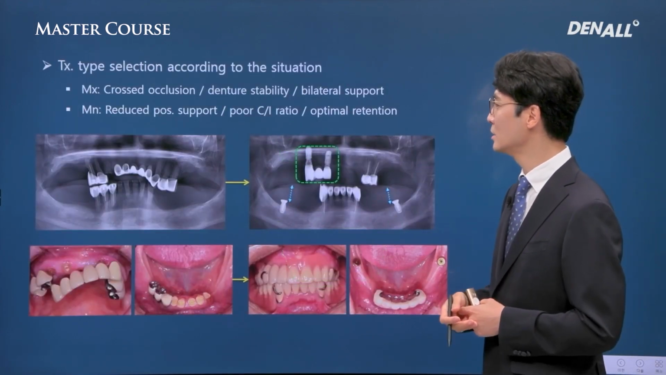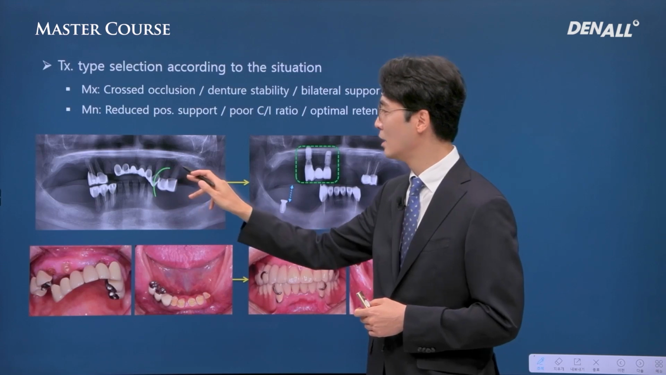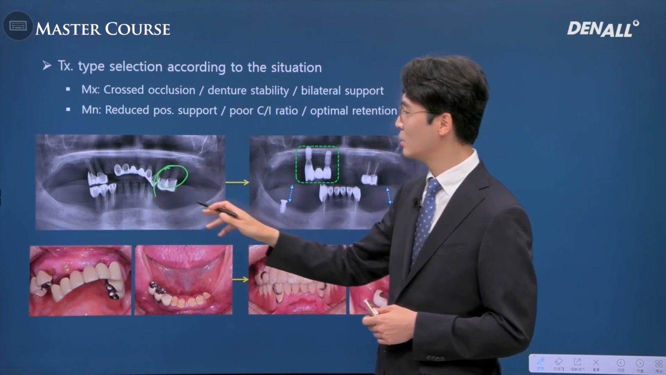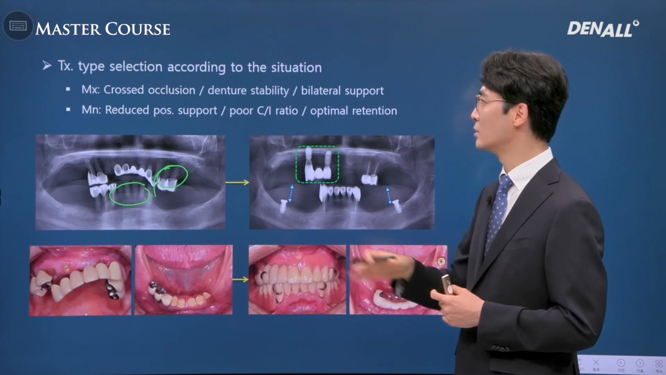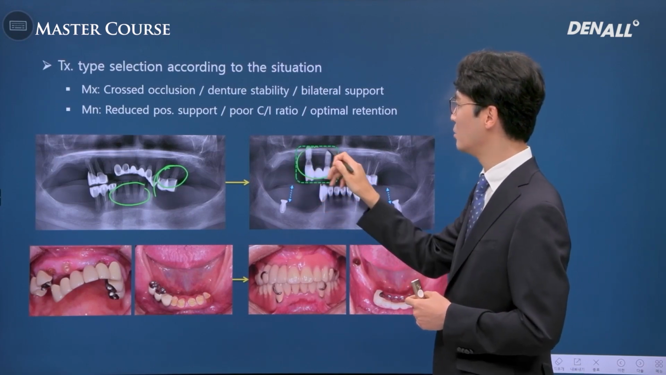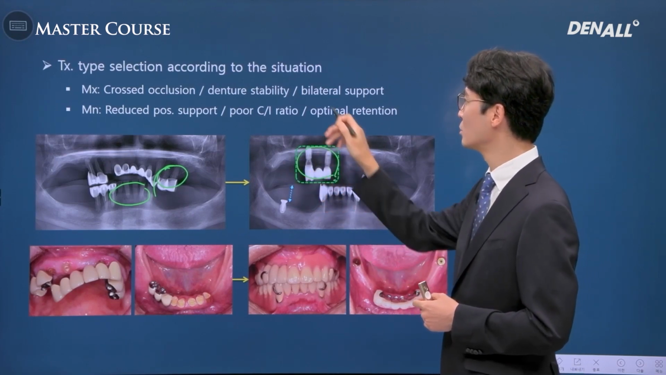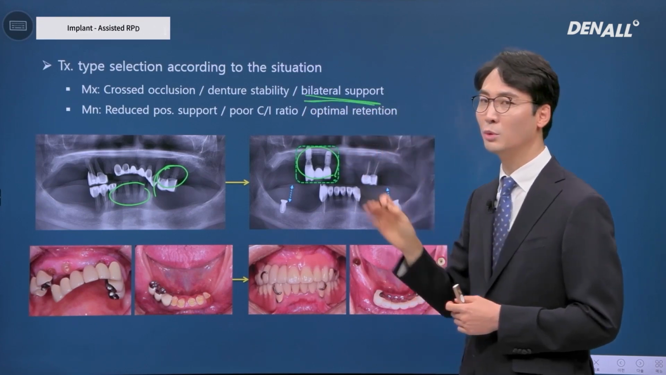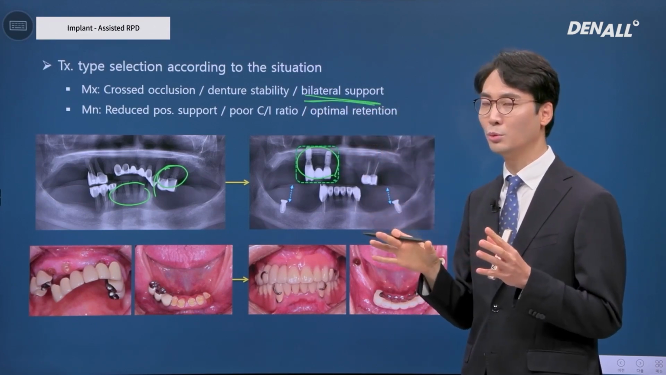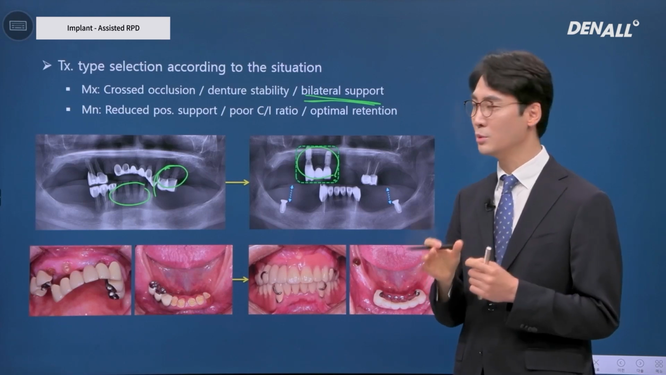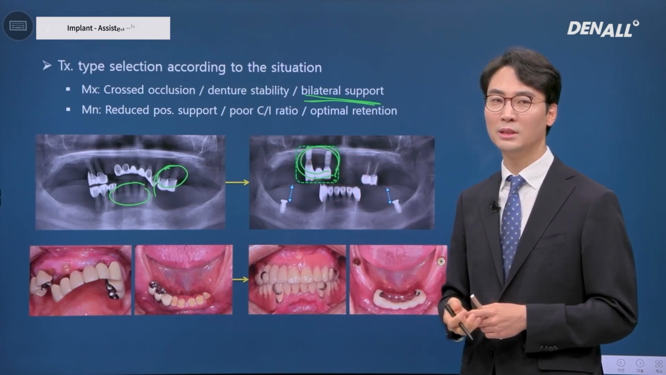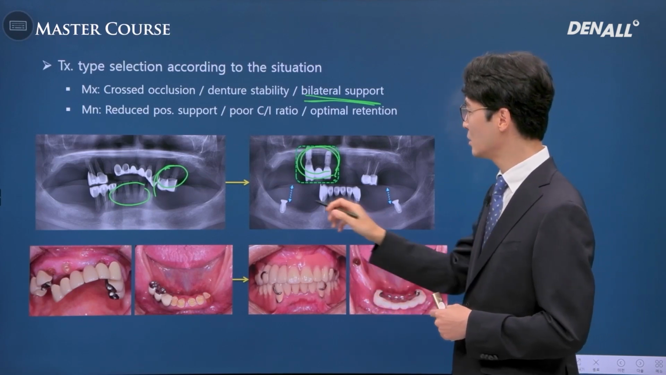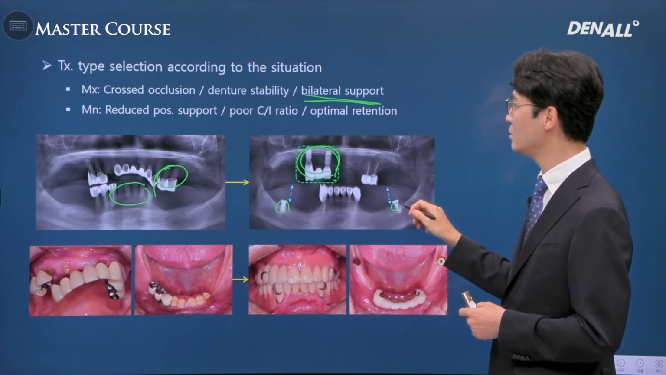In the case of the upper, if treatment proceeded as is in number 24 and 25, cross occlusion was bound to occur. In order to prevent that, in the upper right, the implant prosthesis was delivered, and this was done to get bilateral support. To make occlusal contact on both sides, implant prosthesis and IARPD were utilized.